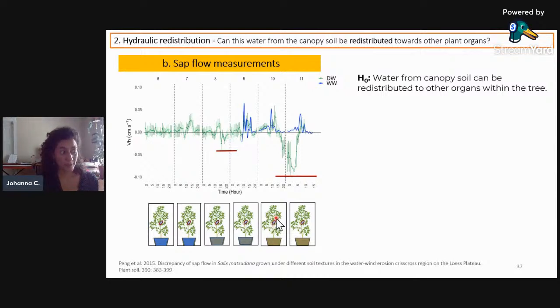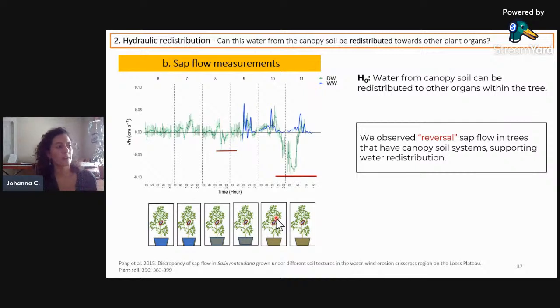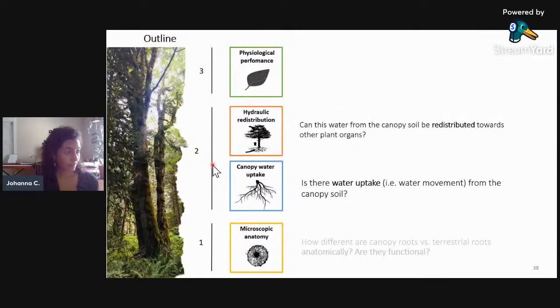So with this experiment, we again confirm what we saw in the isotopic experiments, that water was redistributed to different organs of the tree. And we also observe reversal flow in these trees, supporting that water redistribution. Okay, so we finished the first part, and we now know that the roots are functional. The roots, or those trees, can take up water from the canopy soil, and that water is not retained in that area. It's also redistributed to different organs of the tree.